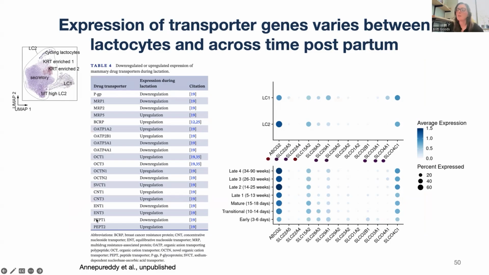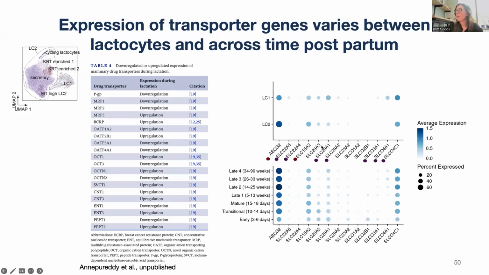And so this is an image from a really nice paper that I think summarizes what we know about a lot of these transporters in the context of lactation and whether or not they're expressed. And so we can look in our data set and ask whether or not these transporters are differentially expressed between our two lactocyte populations, and then also if their expression changes as a function of time postpartum. And so here are some dot plots that show that.